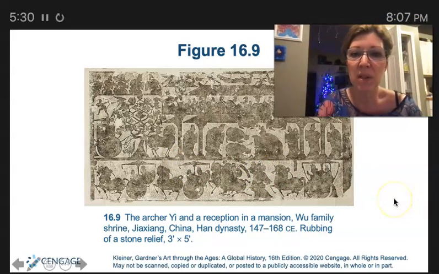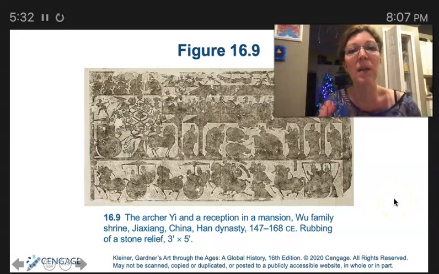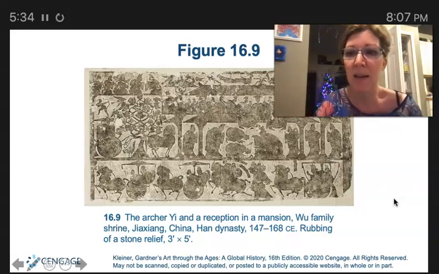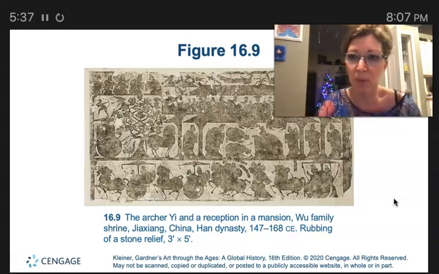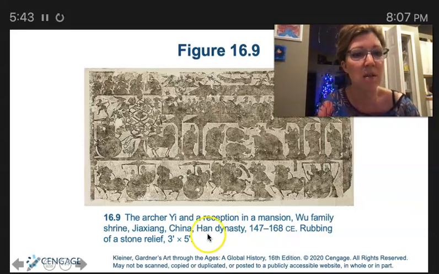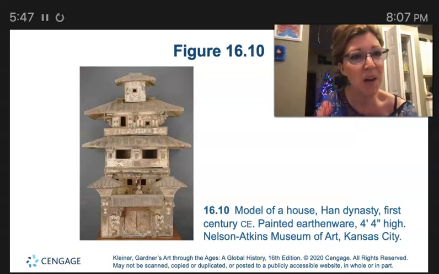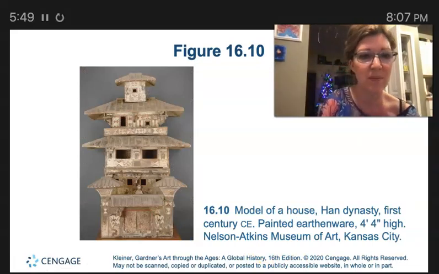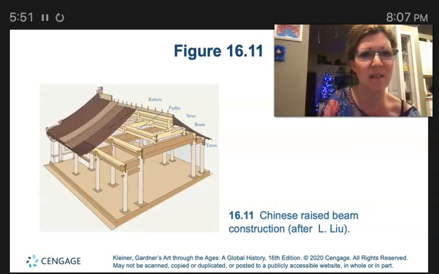The ceremonial scenes showing homage and honor of something and loyalty in this relief from the Wu family shrine are a reflection of Confucianism in the Han society. So notice we're in the Han dynasty. Model of a house. How cute. I'd live there. Okay, this is the raised beam construction. Notable.